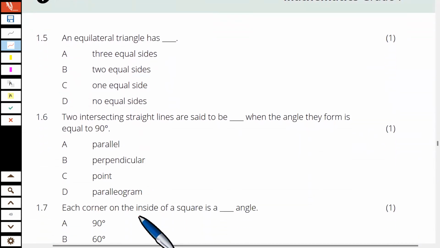Okay, in 1.5, we need to practice things like your equilateral triangles. An equilateral triangle has what sides? Has 3 equal sides, has 2 equal sides, has 1 equal side, has no equal sides. What do you think 1.5 is actually?